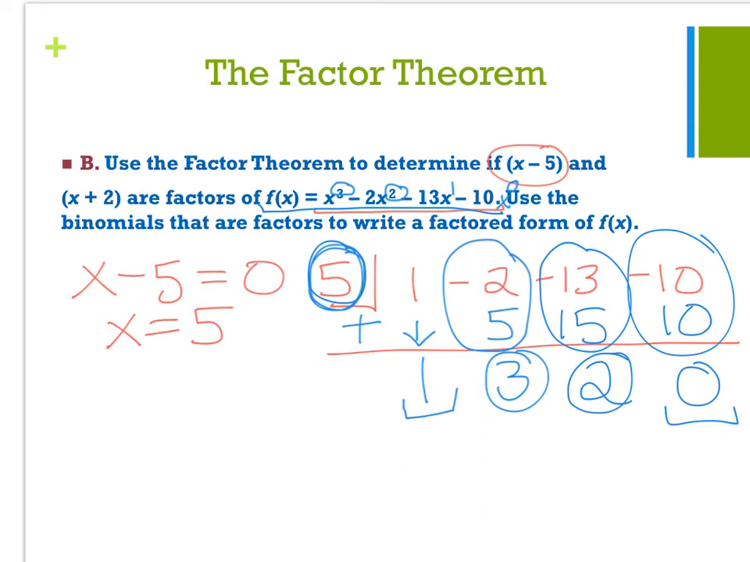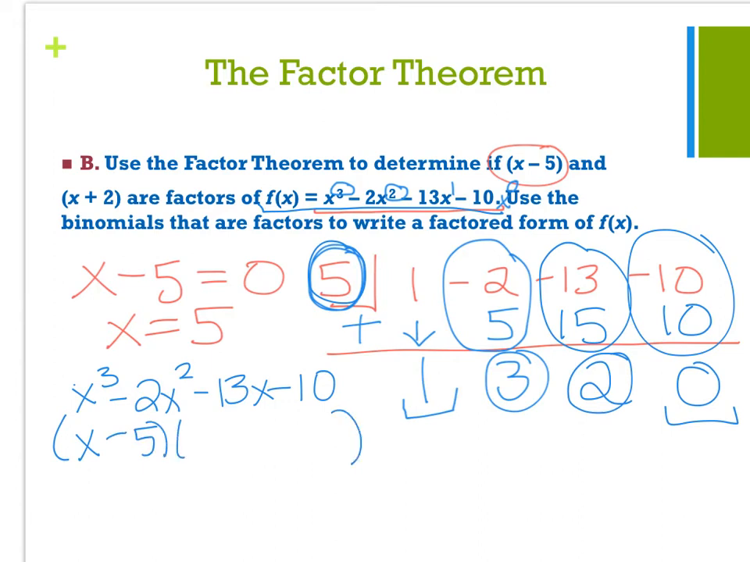So if I'm going to write this polynomial function f of x in factored form, so if I'm going to factor x cubed minus 2x squared minus 13x minus 10, my first factor is going to be x minus 5, and then I'm left with x squared plus 3x plus 2.